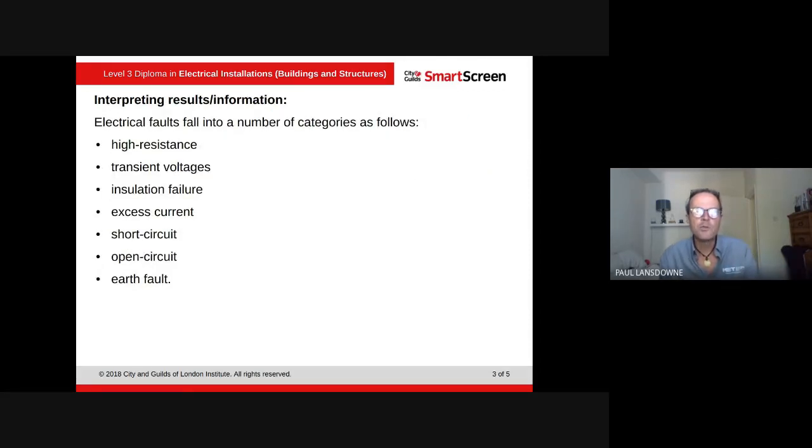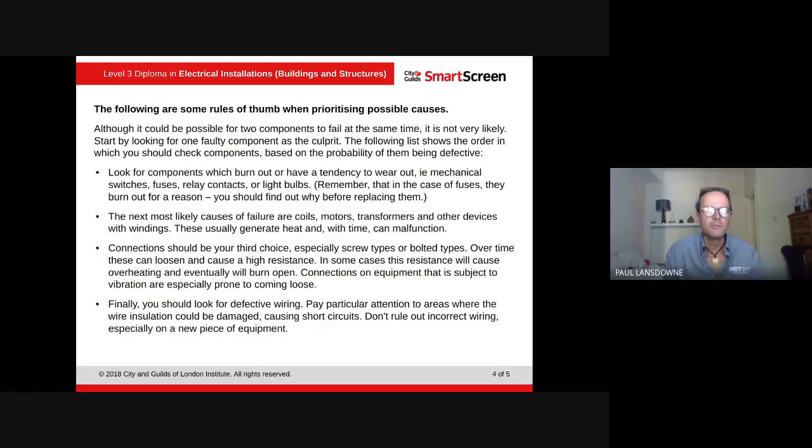Electrical faults fall into a number of categories as follows, and we've looked at this in a previous video. We have high resistance, we have transient voltages, insulation failure, excess current, short circuit, open circuit, and earth fault. The following are some rules of thumb for prioritizing problems caused.